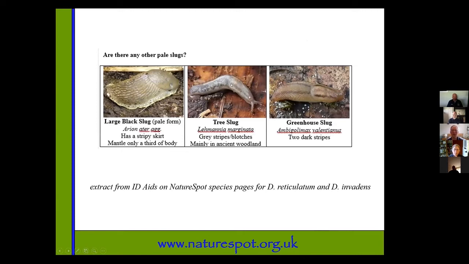The tree slug, whose habitat you may find is mainly ancient woodland, is very pale, has a watery look. But it does have these darker stripes and blotches. Sometimes they're more pronounced than you can see in that picture. And the greenhouse slug, which you can also see in the garden, starts off pale, but it always has these dark stripes.